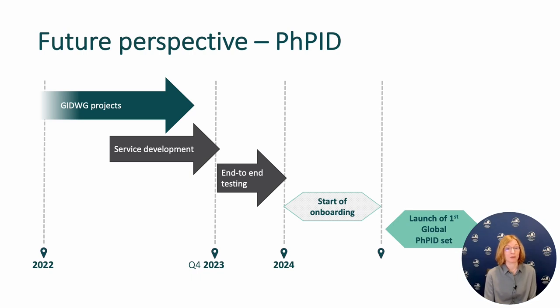If we look at the plan moving forward for global PHPID, during 2023 we are working in the Global IDMP Working Group on the definition of the operating model and the business rules for global PHPID, and are in parallel developing the applications needed for the operating model, including request, validation, generation, and publication of the global PHPID. In Q4 of this year, we plan for an end-to-end testing of the operating model, testing a number of datasets from different countries to verify a number of use cases for the global PHPID. The plan is to be able to go live during 2024 and start onboarding a number of countries to generate the first global PHPID.